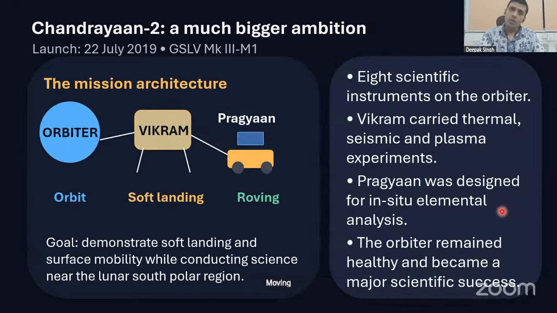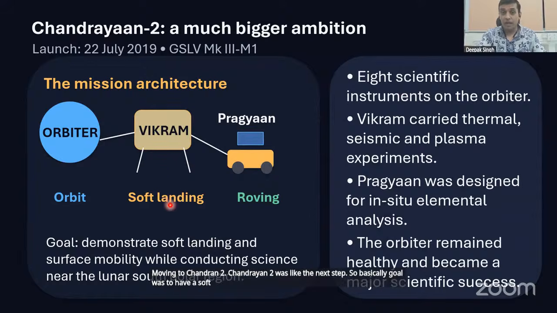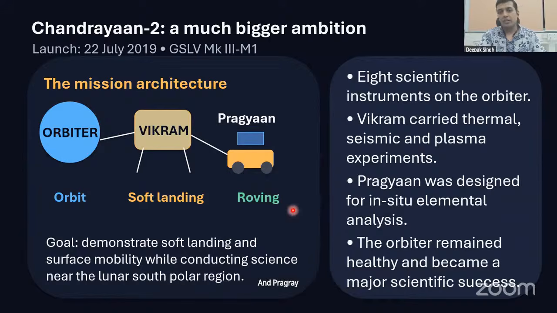Moving to Chandrayaan 2. Chandrayaan 2 was like the next step. So basically the goal was to have a soft landing of the Vikram lander, and Pragyan was supposed to be a rover, and an orbiter was also there. So it was sent on GSLV, a stronger, bigger rocket. Okay, Geosynchronous Satellite Launch Vehicle, in case you don't know.